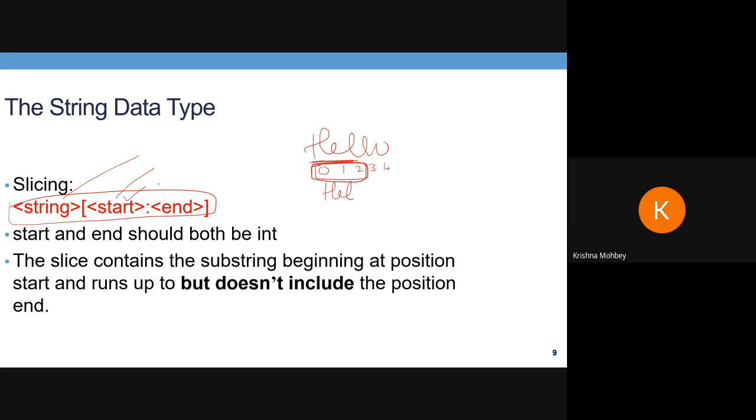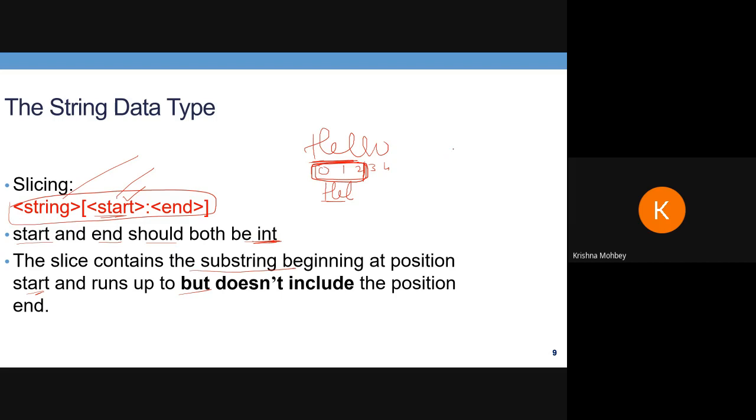The start point tells from which point you have to start the extraction, and the end tells at which point you have to stop. So like if I write 0 to 2, that means it will give me 3 values. And the start and the end should both be in integer form, because the indexing is always in numbers, and the numbers are integer numbers. So we will give integer values here. The slice contains the substring beginning at position start and running up to end, but doesn't include the position end.